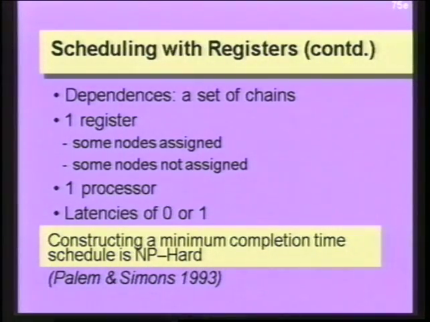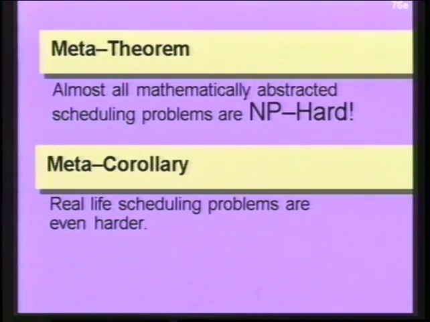We want to schedule this on a single processor where we have latencies of 0 or 1. So remember now, we've got one processor, 0, 1 latencies, one register, and a DAG, or dependence graph, which is only a set of chains, a very simple kind of graph. It turns out that constructing a minimum completion time schedule for this very simple problem is, again, NP-hard. And the thing that makes it NP-hard is that register, because the same problem without the register is very easy to schedule. So from that, we can conclude that, not too surprisingly, almost all mathematically abstracted scheduling problems are NP-hard. And unfortunately, real-life scheduling problems are even harder.